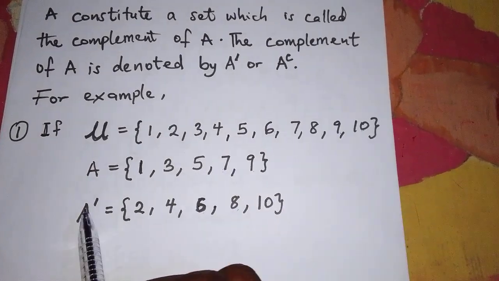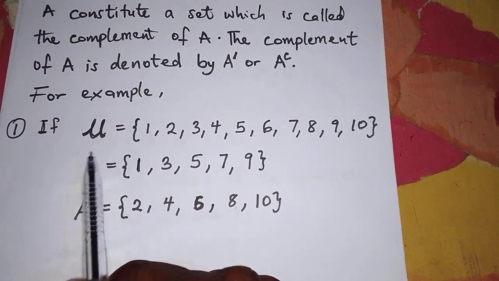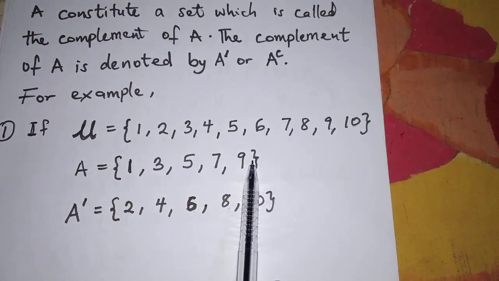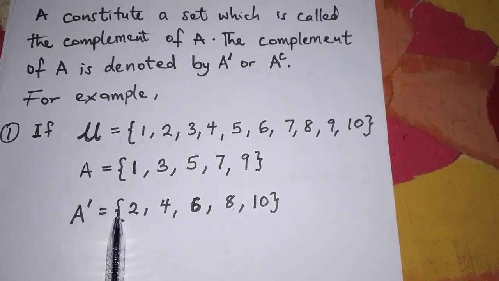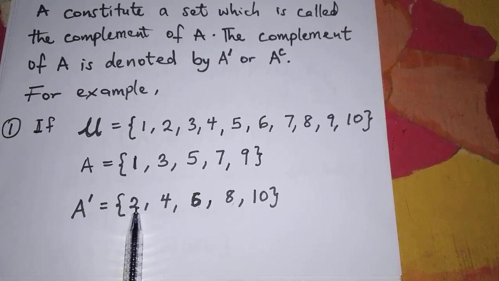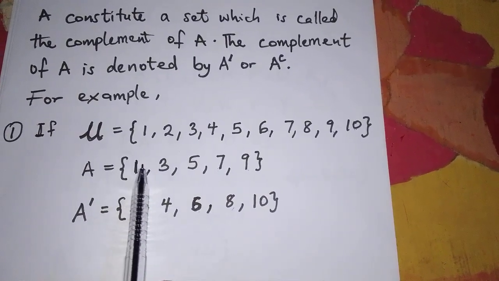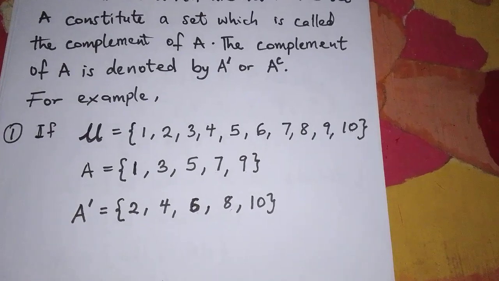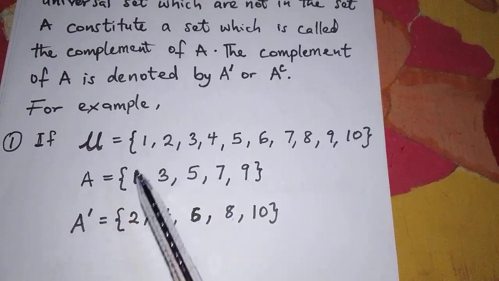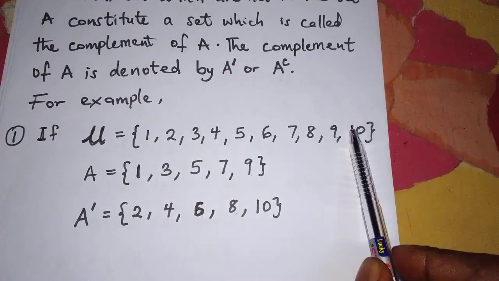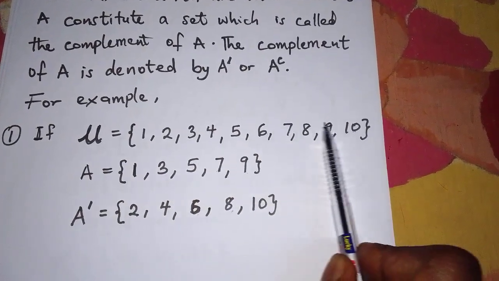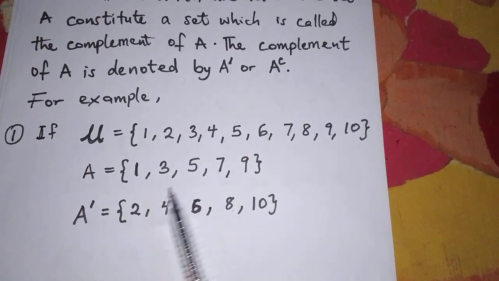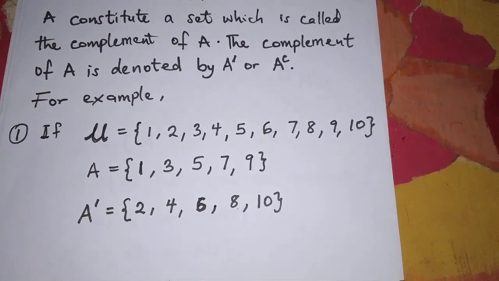So that means the complement of set A is all the elements in the universal set but not in set A. So you realize that none of the elements in this complement will be in this set. So the complement of a set is the members of the universal set which are not in the given set.